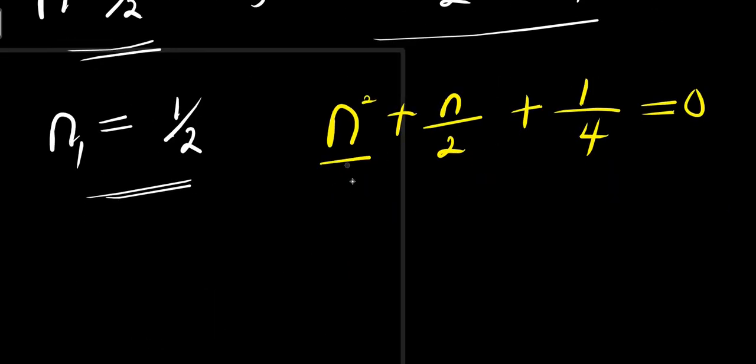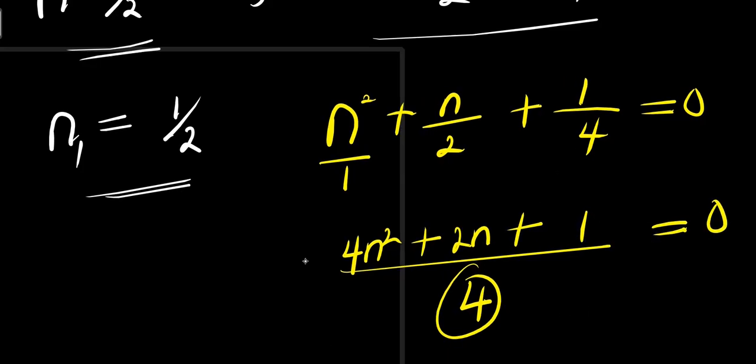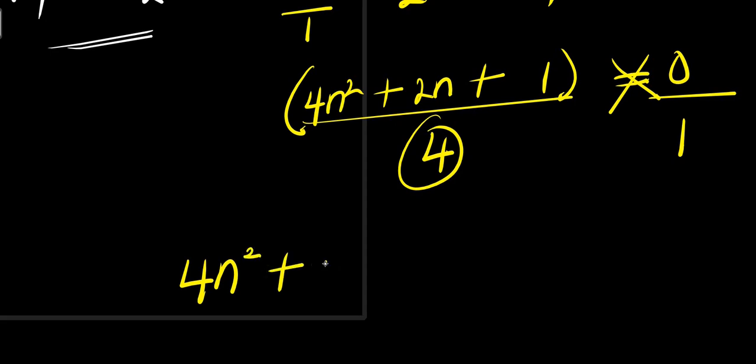So right now, this is over 1. The LCM here is 4. 4 divides 1, 4, times n squared, that is 4n squared. Plus 4 divides 2, 2, times n. And plus 4 divides 4, 1, times 1, we have 1 equals 0. So we need to cross multiply. This is over 1. We cross multiply. This will give us 4n squared plus 2n plus 1 equals 4 times 0, that is 0.